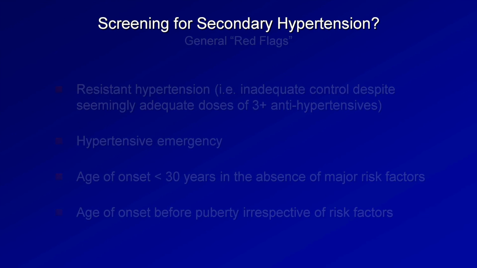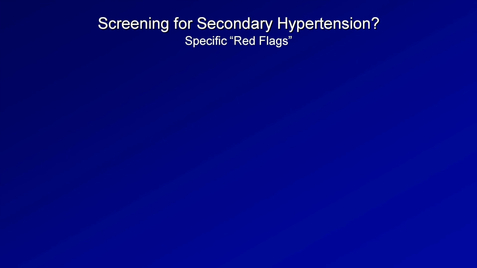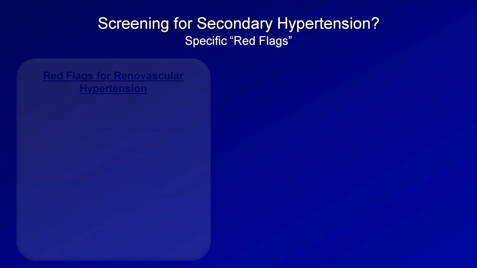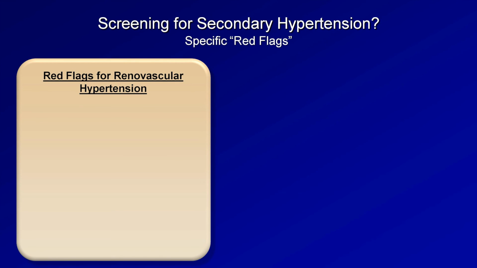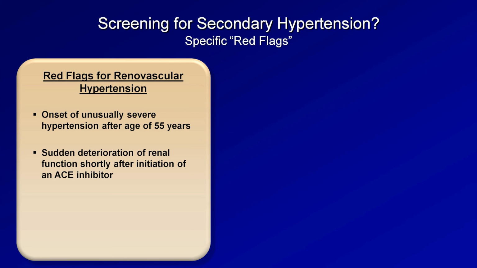Then there are some red flags that suggest a specific diagnosis. For example, aspects of a patient's presentation which specifically suggest renovascular hypertension include the onset of unusually severe hypertension after age 55, sudden deterioration of renal function shortly after initiation of a medication in the ACE inhibitor class, asymmetric kidney sizes on ultrasound or abdominal CT, and an abdominal bruit on exam lateralizing to one side of the abdomen instead of being midline or bilateral.